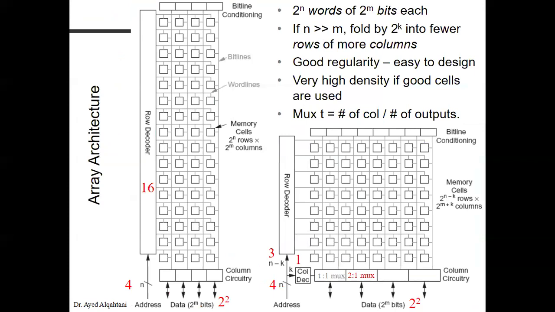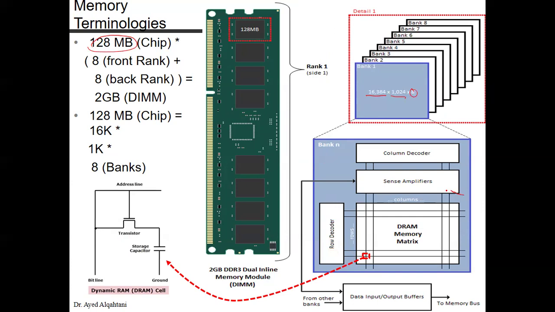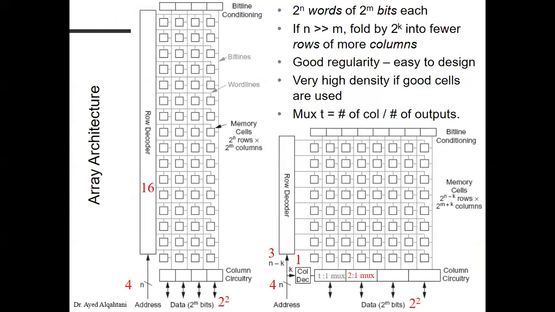So now for the array architecture, we will focus on this part here, basically the whole thing. In the array architecture, we have a row decoder, and we have what we call column circuitry. The column circuitry here is just a simple multiplexer. Sometimes it's only buffers. Now, as you can see, this is a rectangular shape, and we don't like this. So we make it as square as possible by folding.